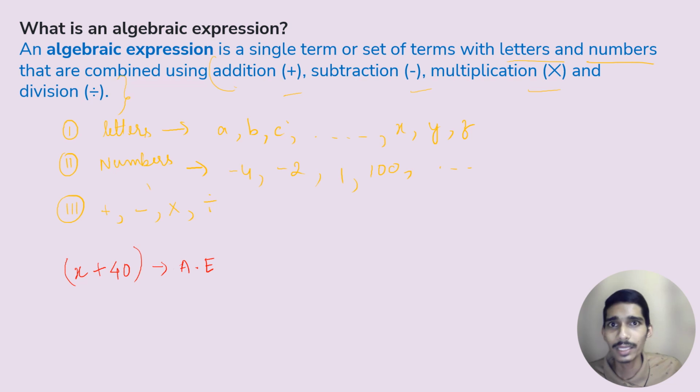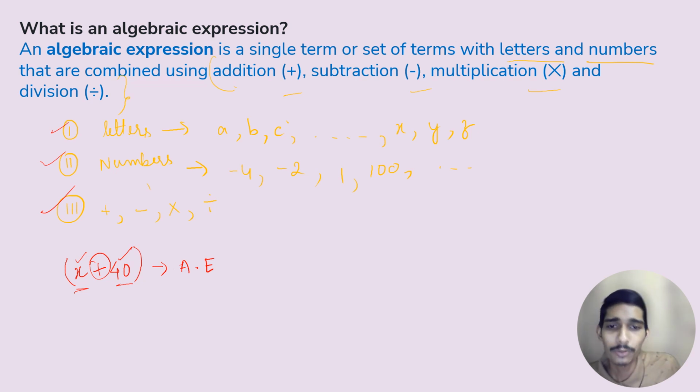Why is it an algebraic expression? Because we have a letter here, we have a number here, and these two, the letter and the number, are combined using a mathematical operator, plus. So we will say that it is an algebraic expression. All these three things are there.